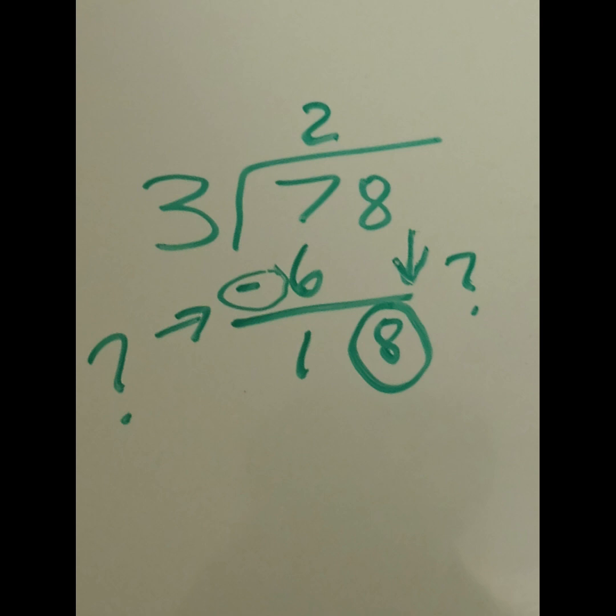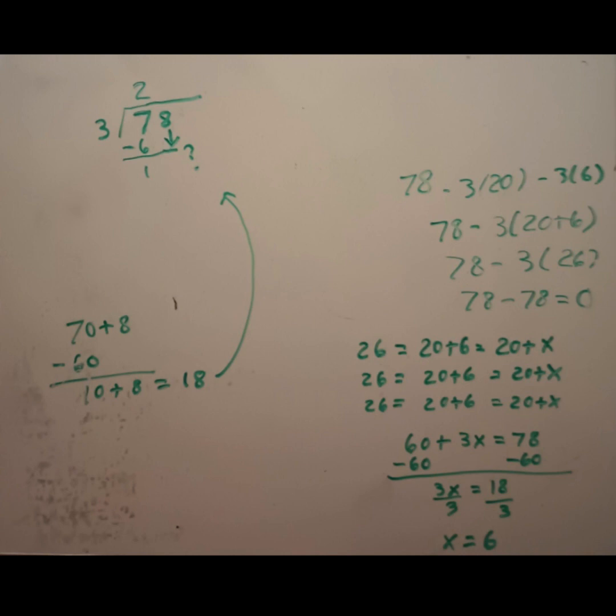So first off, you're dealing with the number 7, and you ask yourself, how many 3's can fit into 7? And the maximum number is 2, and 3 times 2 equals 6. And you'll subtract 6 from 7, which will give you 1. But wait, why don't we subtract 6 from 78 instead of subtracting 6 from 7?